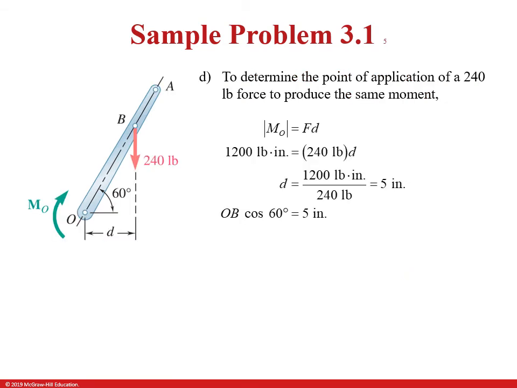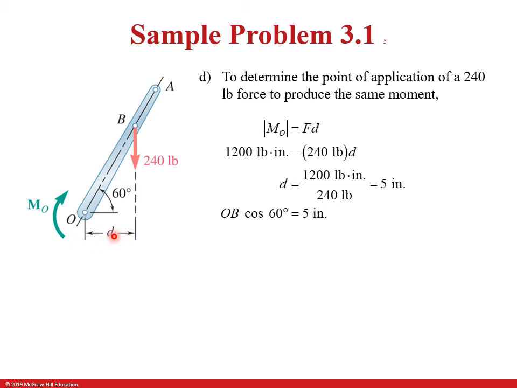All right, part D. Determine the point of application of a 240 pound force to produce the same moment. So now we know that we have a moment of 1,200 pound-inch this way. It's produced by a 100 pound force. We want to find where we would put a 240 pound force along this length to give us the same moment. So obviously we've got a higher force, so we can get a smaller distance. We can put this closer to the point of origin. And the question is where is it going to be?